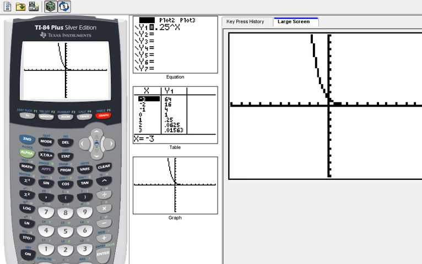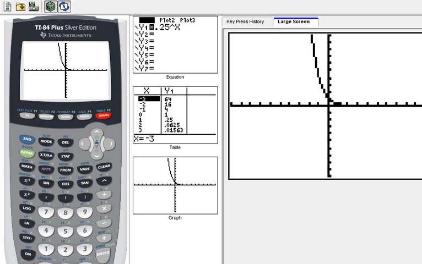Okay. Notice the graph is going the other direction this time, which if you remember when we first started talking about exponential functions, if the base was bigger than 1, it will grow. And if the base is between 0 and 1, it will decay, like this one is doing. It's going down as I move to the right, so it is decaying.